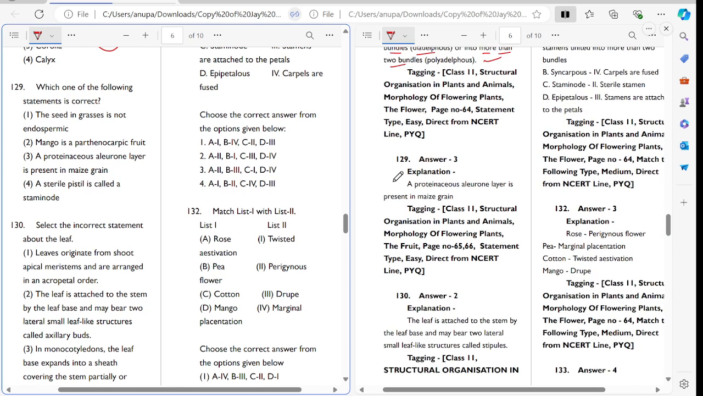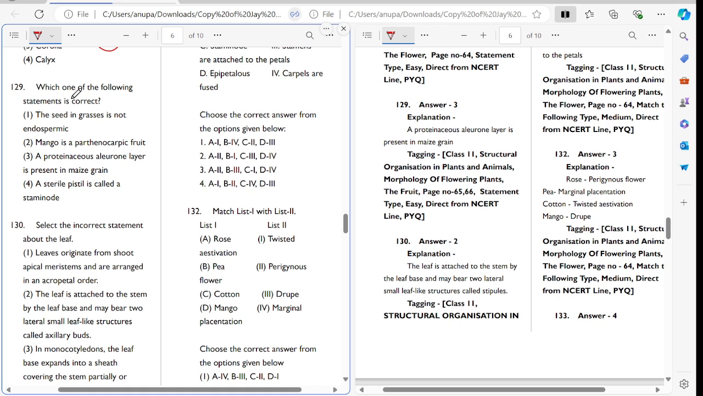Now let's move to question number 129. Question number 129 states: which one of the following statements is correct? Here four statements are given and we have to find out the correct statement. So let's read the statements one by one. The first statement is: the seed in grass is not endospermic. This is an incorrect statement because the seed in grass is endospermic.